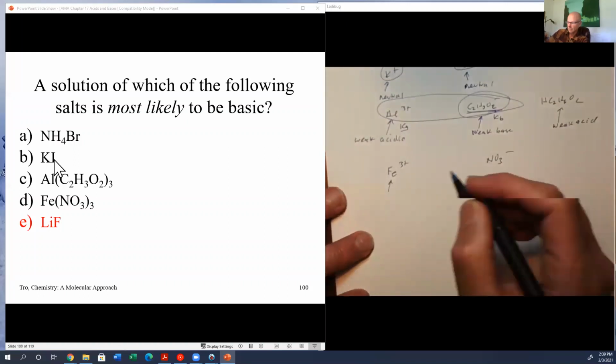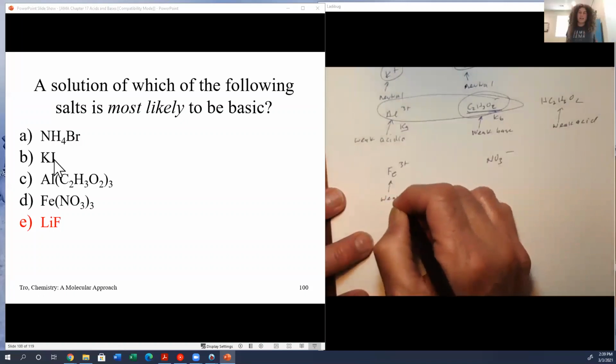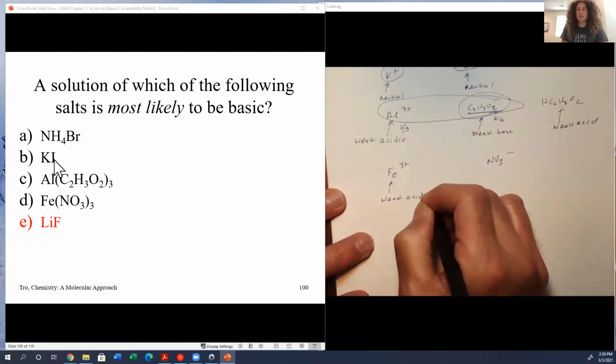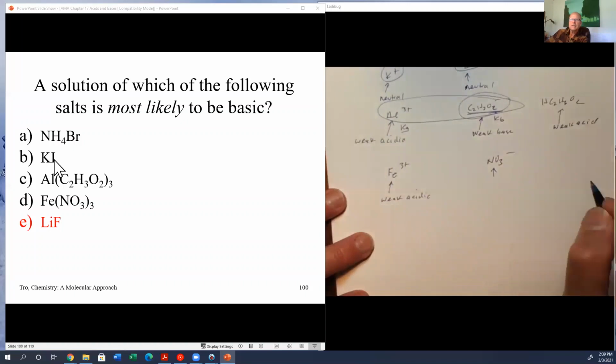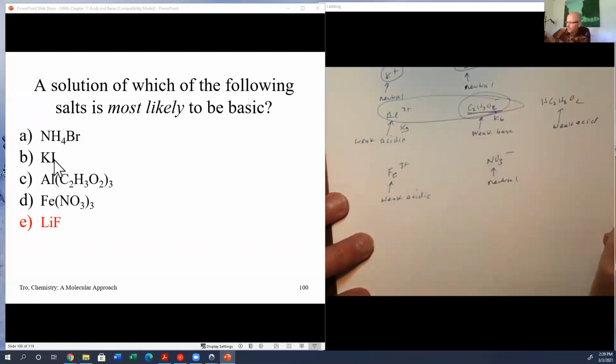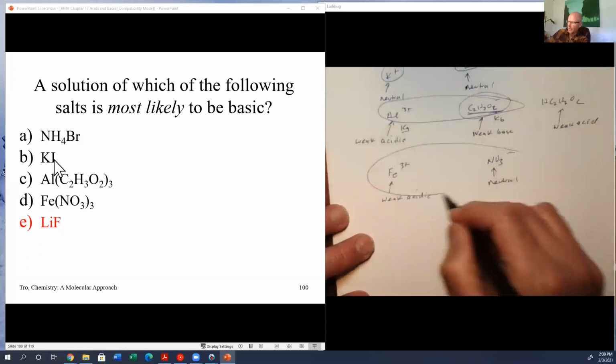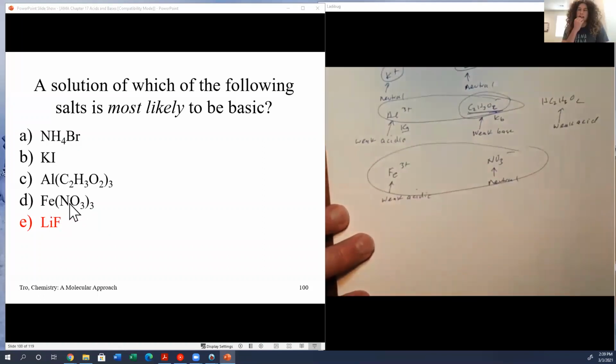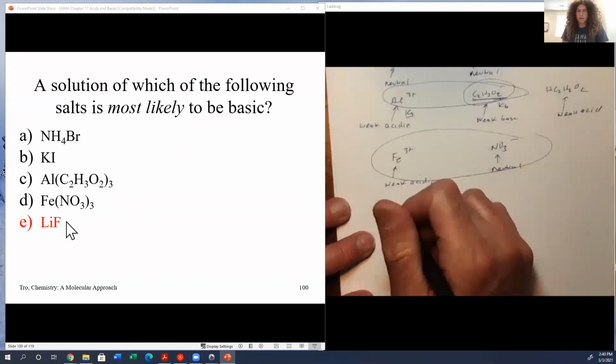So what is it? Acidic. It's a weak acid, right? NO3 minus is the conjugate base of HNO3. HNO3 is a strong acid, so NO3 minus is neutral. Right? So what can we say about this compound? It's acidic. All right? This is asking which one is most likely to be basic, right? Okay, so let's get to the last one, which is the right answer.